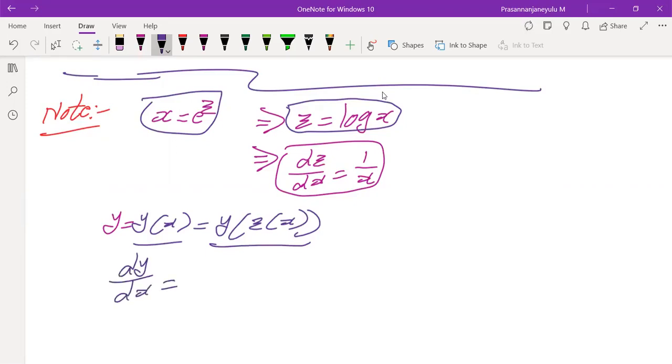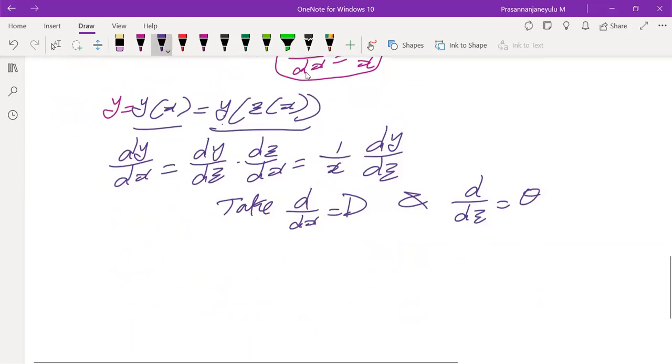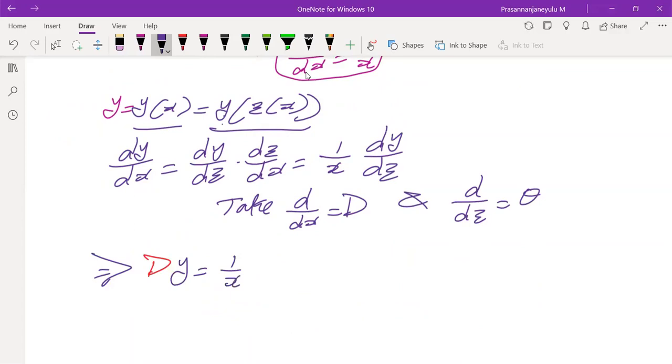dx. If we want to travel from y to x, how to travel from y to x? dy by dz into dz by dx. You learned this. But dz by dx is nothing but 1 by x. So I can write it as 1 by x into dy by dz. Now, consider d by dx as capital D, and consider d by dz equals theta. Now, the left hand side becomes capital D y equals 1 by x into, what is the right hand side part? Theta of y. Yes or no?